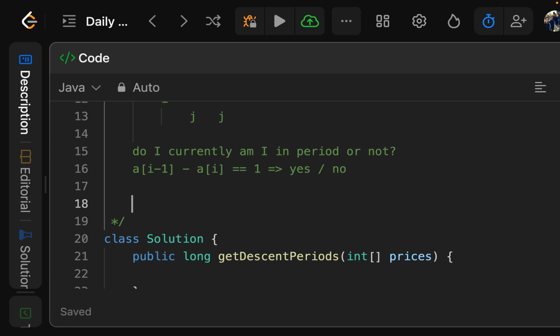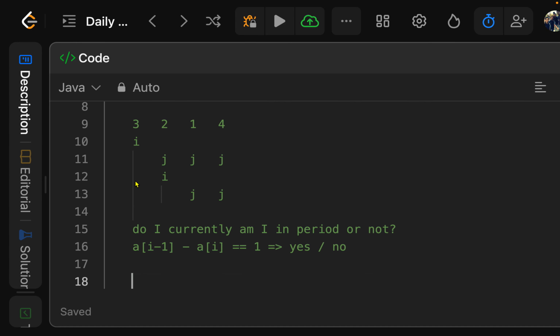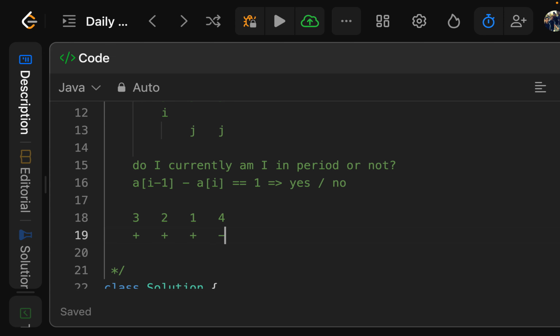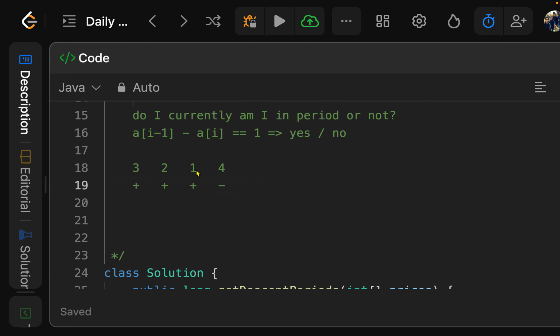Cool. So we have an understanding of our neighborhood, and we can iterate one by one. With 3, 2, 1, 4, can I understand whether I am in the pattern or not? I'll mark plus if this is within the period, else I'll mark minus. So this is within period, this is within period, and this is not within period. Cool, we have all these three. When I'm saying this is within the period, I am saying it is within the continuous period. Obviously, if you take 4 individually, it is a period by itself, but we are not considering this because we want a continuous thing.